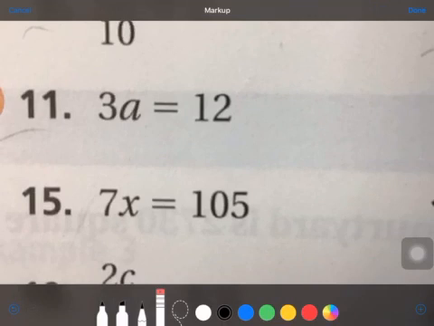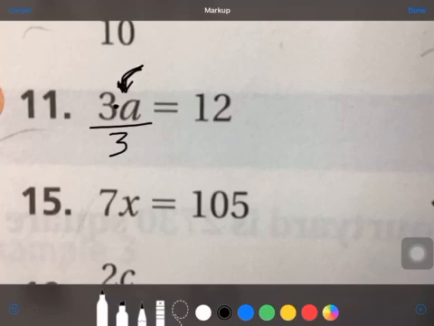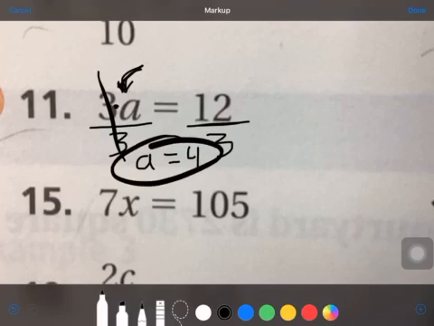So the question from the video yesterday is, what are we doing to the variable? We're timesing the variable by 3. So if we want to cancel that out, if we want to get rid of timesing by 3, we would need to divide by 3. And again, we're going to do it to both sides. So these cancel out, and I'm left with a equals 12 divided by 3, which is 4.